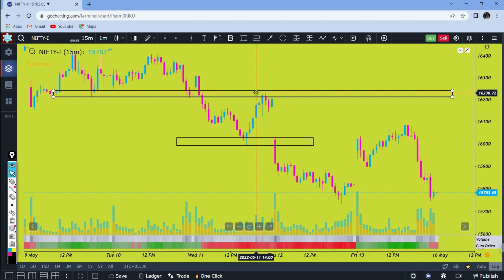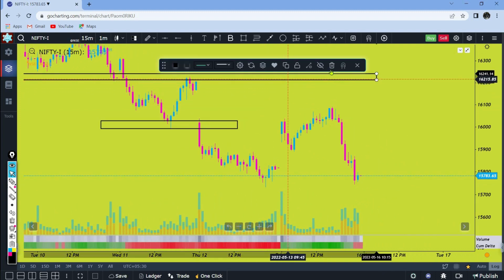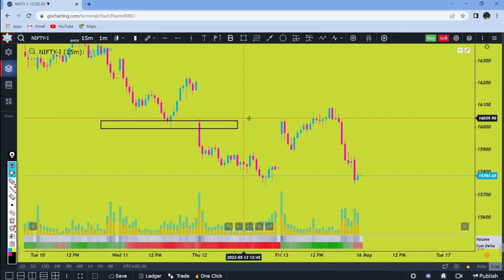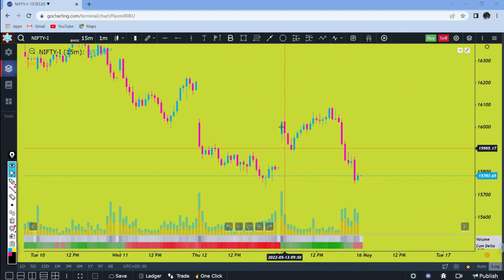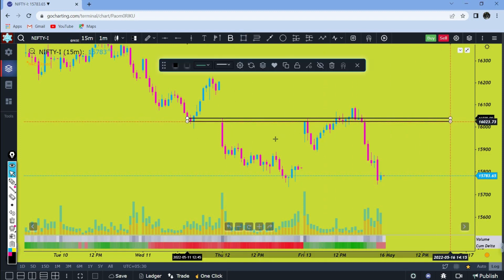So without further ado, let's get deep into an auction that happened yesterday and explain what I'm trying to tell you. Okay, so this is the chart of 13th May, that is Friday. Now let's start with the open. This is the first time that the market came here.